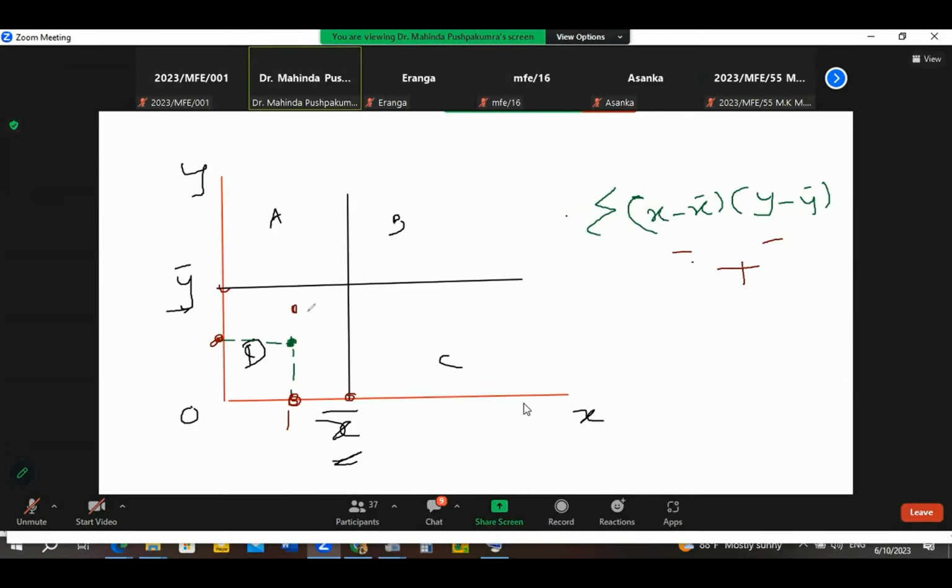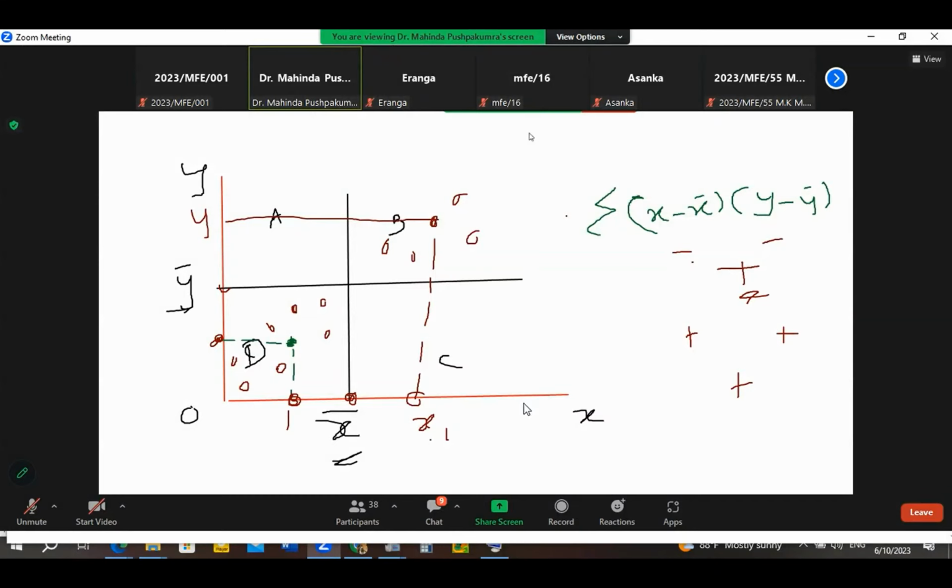Then if you have an observation here in this box, when you calculate covariance, it becomes plus. Is it clear? Then similarly, if you take an observation here, now x is here, x bar is here, y is here, y bar is here. Then what is the value of x minus x bar? X is greater than x bar, then it is plus. Y minus y bar is also plus. Value plus. Then if you have observations in this segment, covariance is positive.